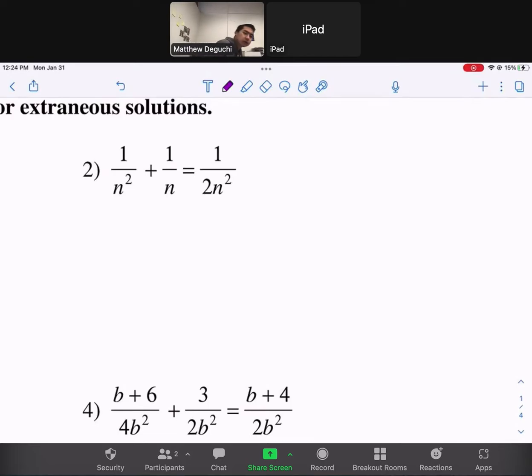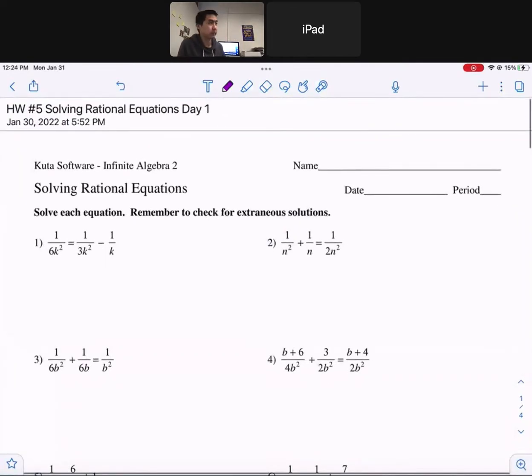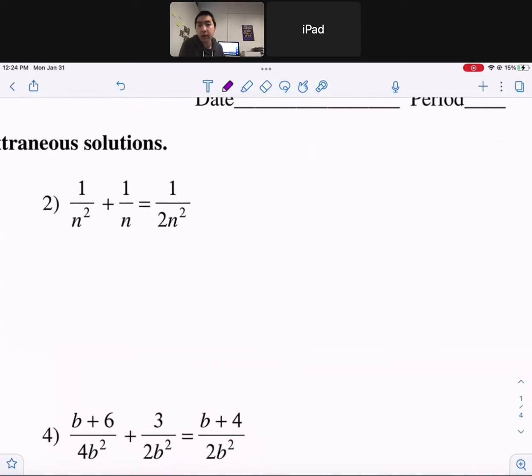Hey guys, so here's your homework on solving rational equations. Okay, 2 through 20 even, and number 16 skipped.